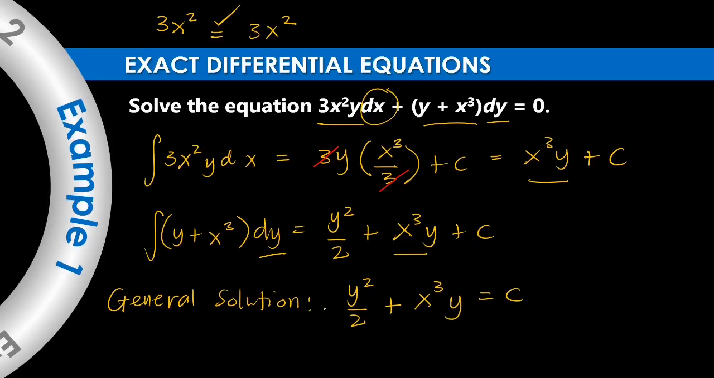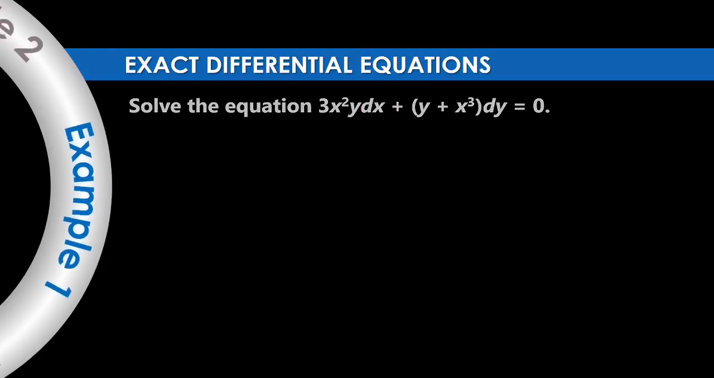Okay? Para mas magandang tingnan yung ating general solution, we can multiply both sides of the equation by 2, no? To eliminate this denominator. And we will get y squared plus 2x cubed y equals, itong c, pag minultiply ko ng 2, arbitrary constant pa rin siya. Ayan, gawin na lang nating capital letter C. Okay, so this is now our general solution. O, diba? Ang dali lang. Let us solve another example.